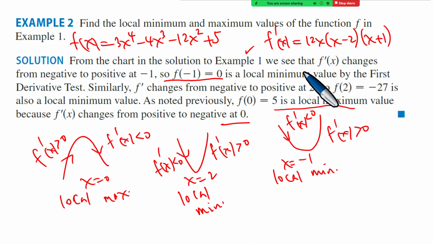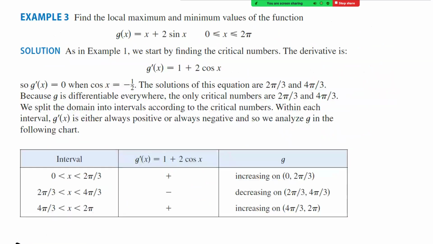These are our critical points. We got them: 0, 2, and minus 1, and we've classified all of them, in terms of which one is the local max and which ones are the local minimum. We continue. Let us look at another example. In the next example, we focus on example 3.